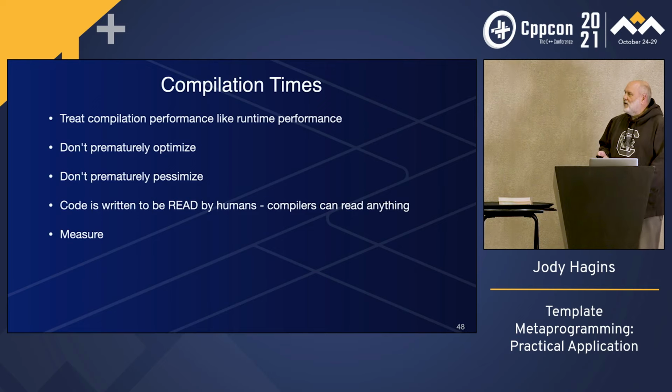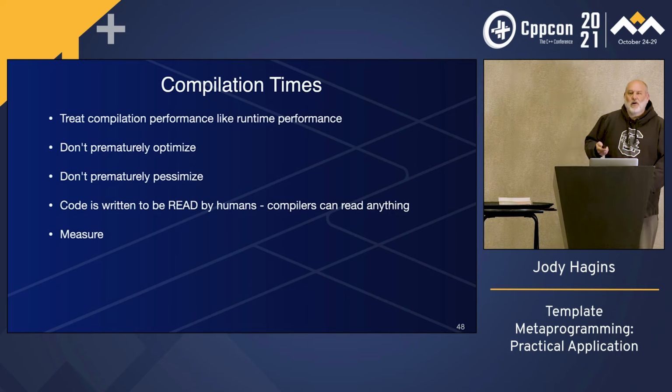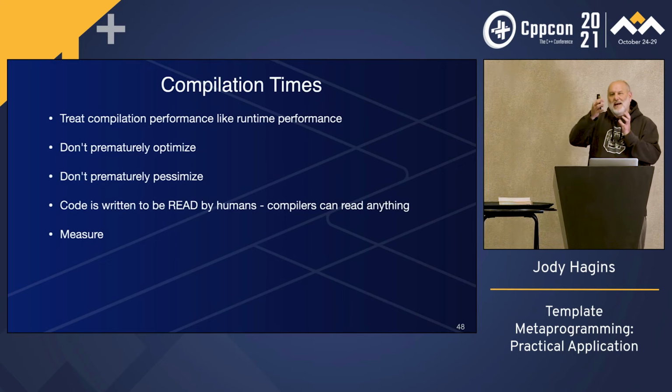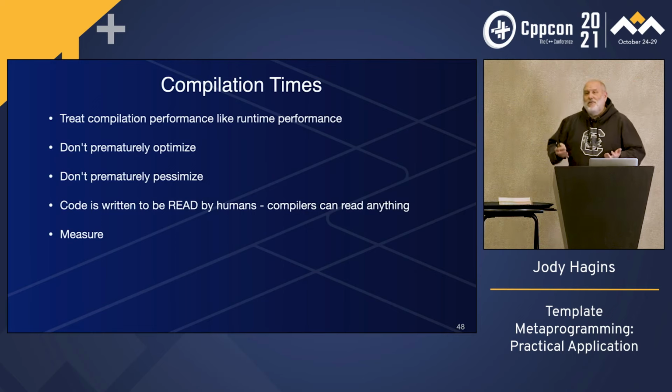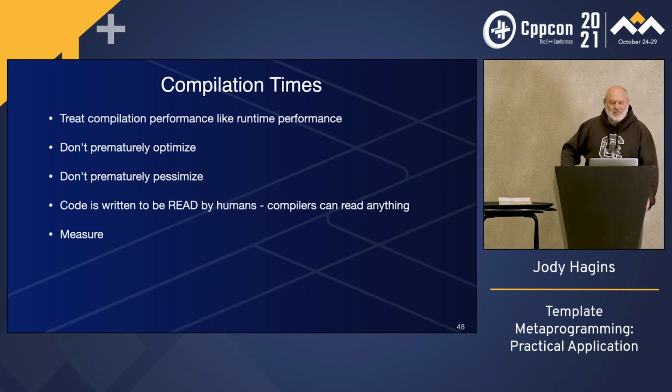And code is written to be read by humans. Compilers can read anything. This is especially true when we start working with template stuff, or we start working with metaprogramming, even constexpr things. Because of the restrictions at compile time, sometimes things become even more hard to read. And even in some examples later in the talk, you'll go, wait a minute, I thought you said you wanted things to be easy to read. And that's true. It's still difficult sometimes.